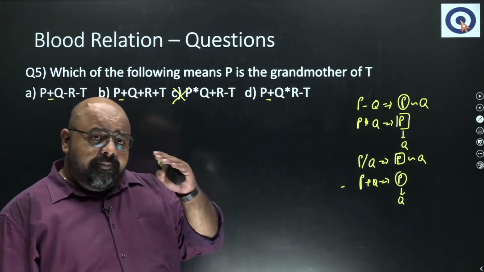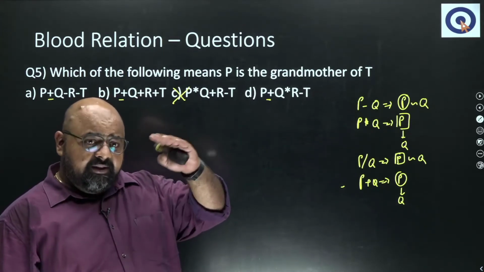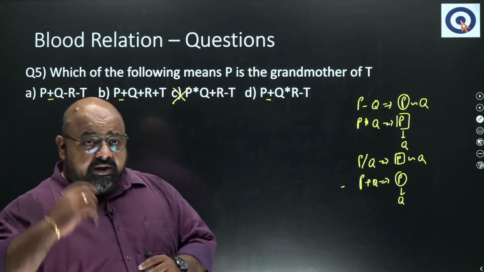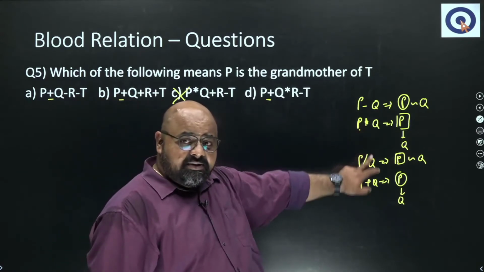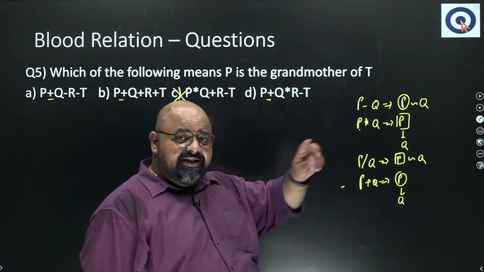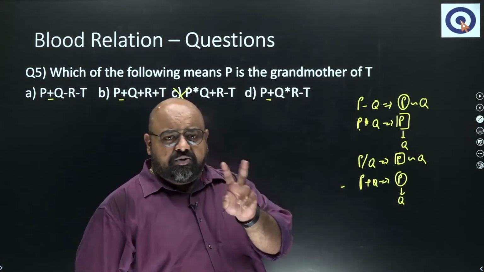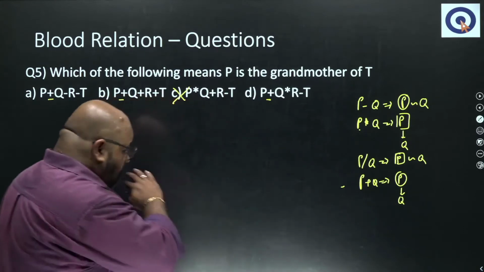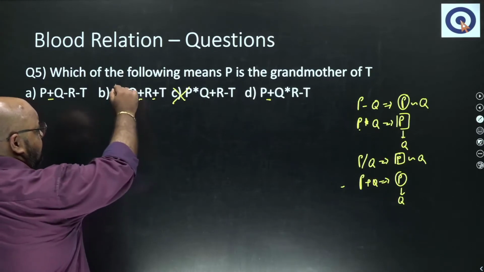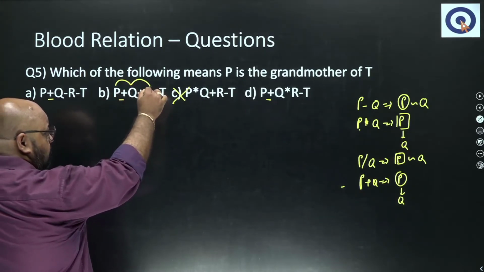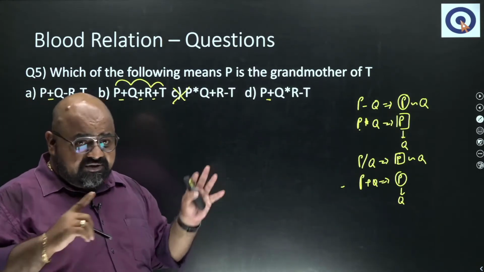Next, because P is the grandmother of T, there has to be a difference of 2 generations between P and T. P, then 1 generation, and then T's generation. Which symbol creates a difference of 1 generation? Star does and plus does. So between P and T, there have to be 2 of these, 1 plus 1 star, 2 pluses or 2 stars, something like that. So I'll look at the options. Here there are 3 pluses. So grandmother, mother, the person, and then another one. Between P and T, there is a difference of 3 generations, so this cannot be the answer.